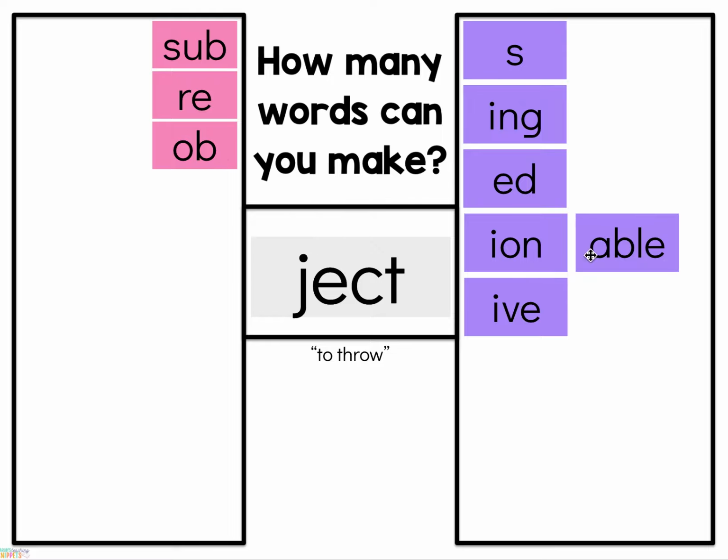The reason it's here and not down here is because I don't want to make "objectable," I want to make objectionable, and so I need to put it next to that ION. We can also make objectively, and again, it goes after that IVE, so objectively, and we do not drop that E like we do in other cases because this is a consonant suffix, just a little side note. Then we have inject, injects, injecting, injected, injection.